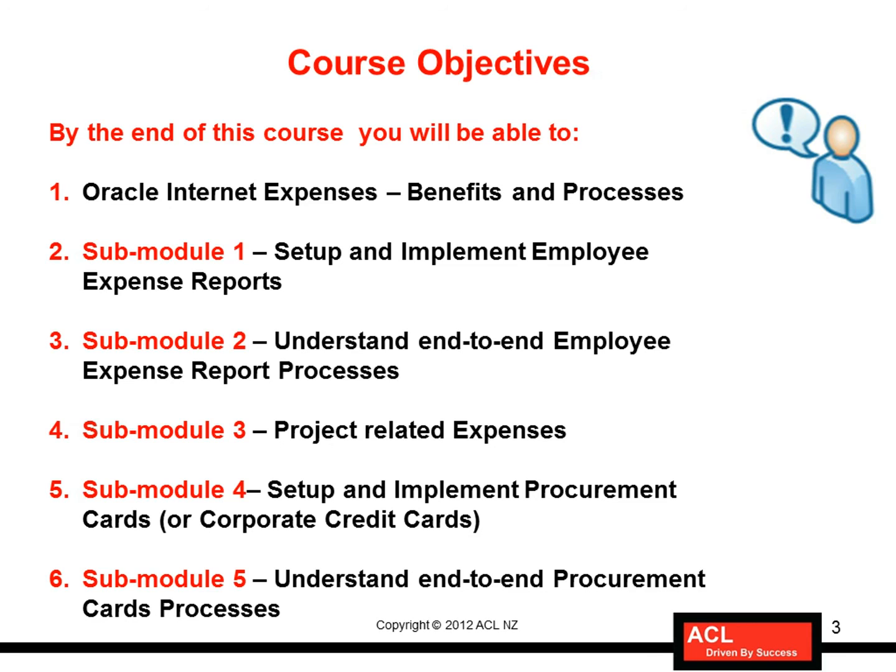Finally, we will understand the end-to-end process flows for procurement cards or corporate credit cards, wherein the employee gets the expenses incurred on the corporate credit card directly displayed on the employee expense reports, and then he can submit it for approval. Once approved, it's audited and paid directly to the supplier, and then the supplier can log into the iSupplier portal and look at those expenses being paid. So that's in all the course and the course objectives.